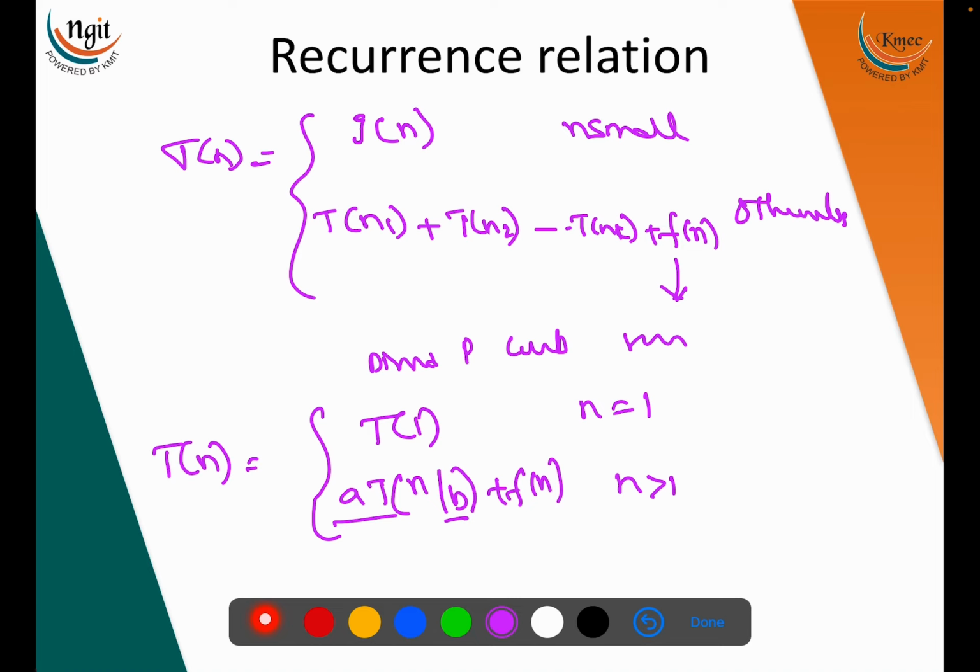We assume that T(1) is known and n is a power of b, where n is equal to b^k. One of the methods for solving such relations is called the substitution method. This method repeatedly makes substitutions for each occurrence of the function T in the right hand side until all such occurrences disappear. So in the previous unit, we already discussed recurrence relations and the master theorem.